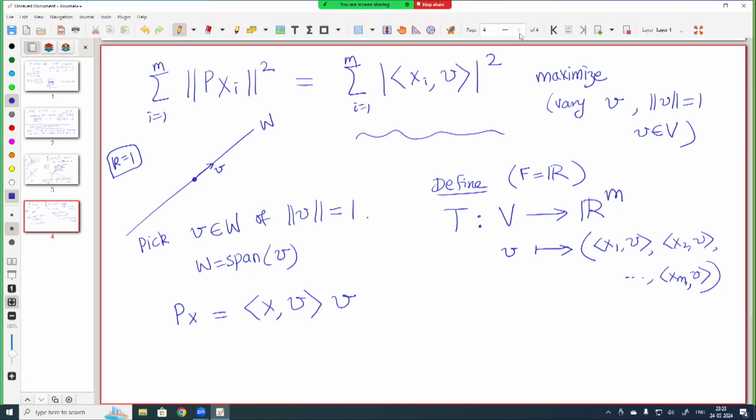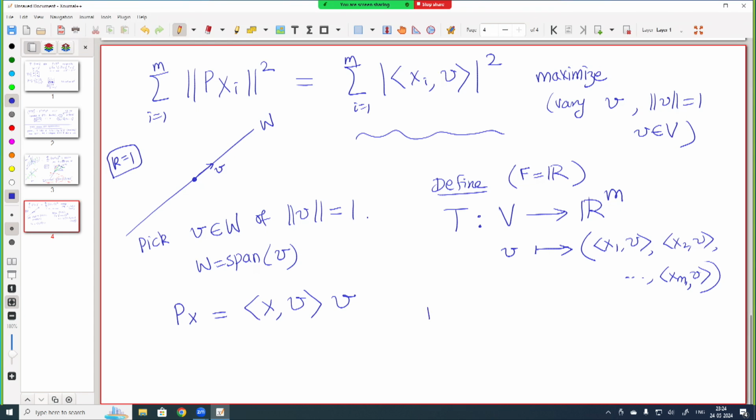Okay. So now I have got this vector. Essentially, to each vector v in V, I am associating an m tuple of numbers, which is inner products of the given points with V. Now what is it that I am wanting to maximize? This quantity is just norm of TV cos square, right.